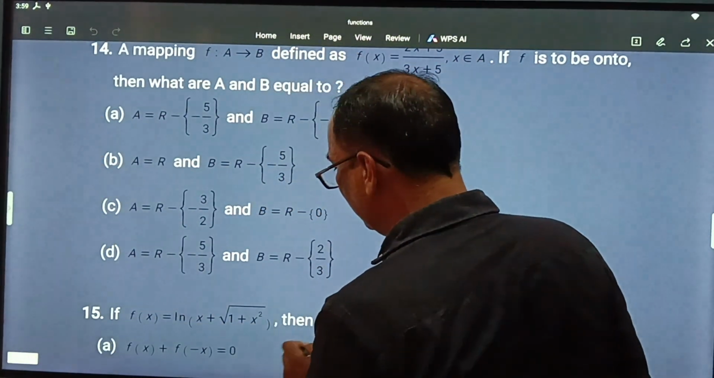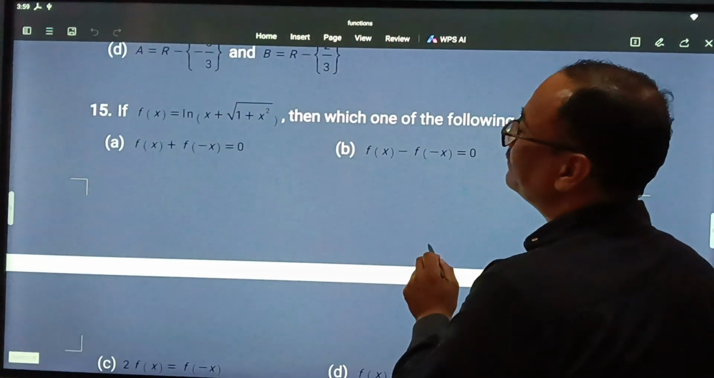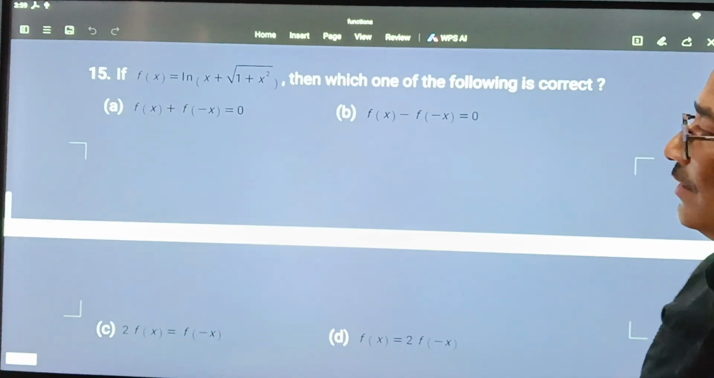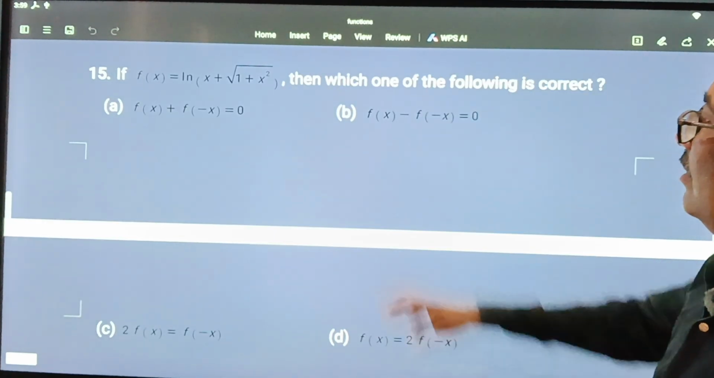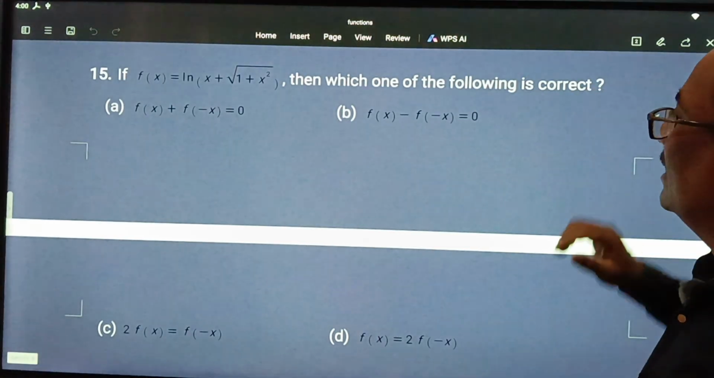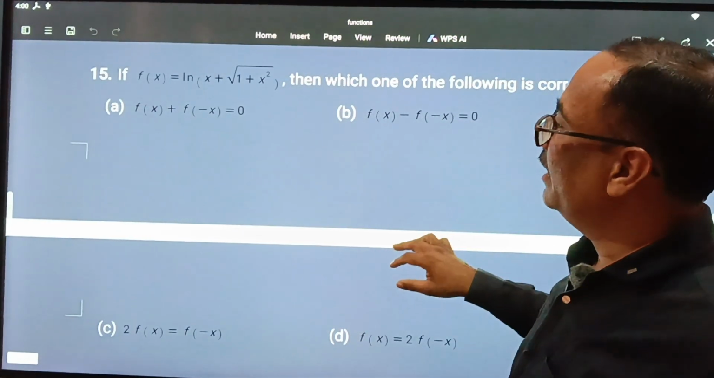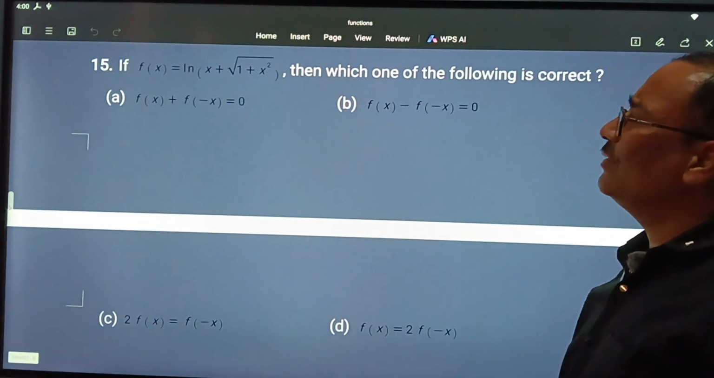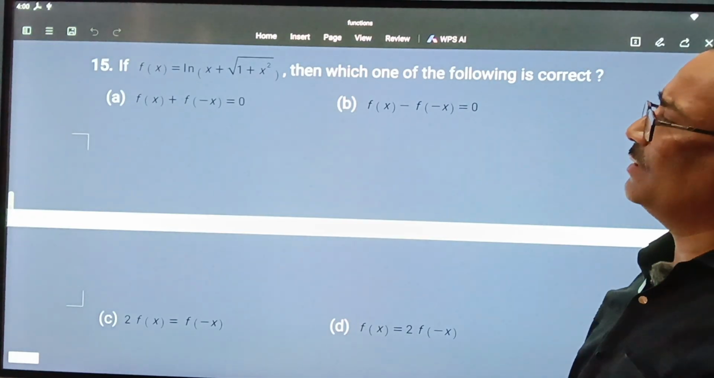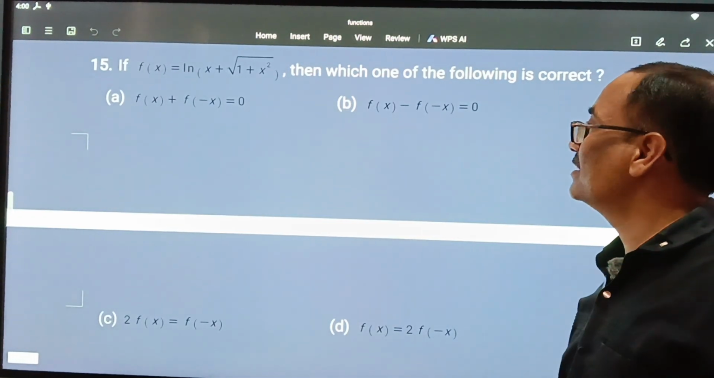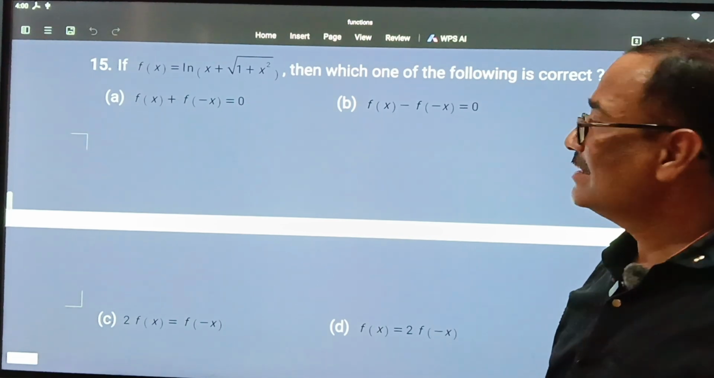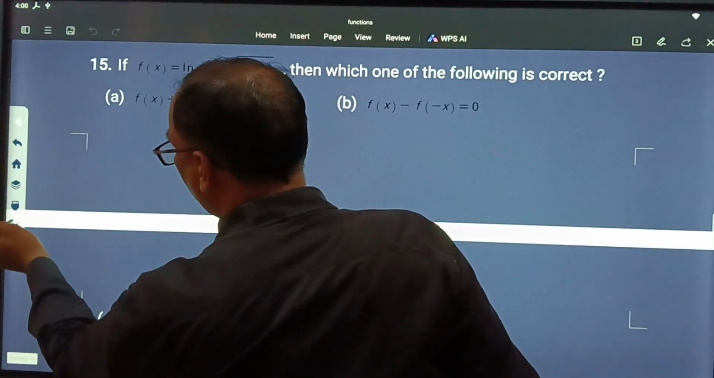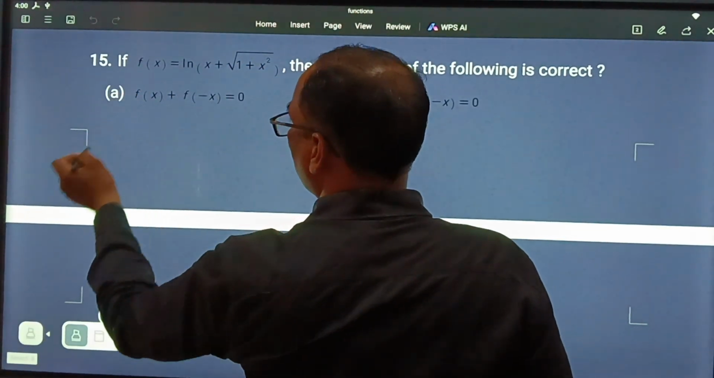Now we can take the next question for you, which is defined as ln, that is the logarithmic function to the base e. Then which one of the following is correct? Four options are given. The first 2 options represent f of x plus f of minus x, and the second represents f of x minus f of minus x. So first of all we think about this. What is f of minus x?